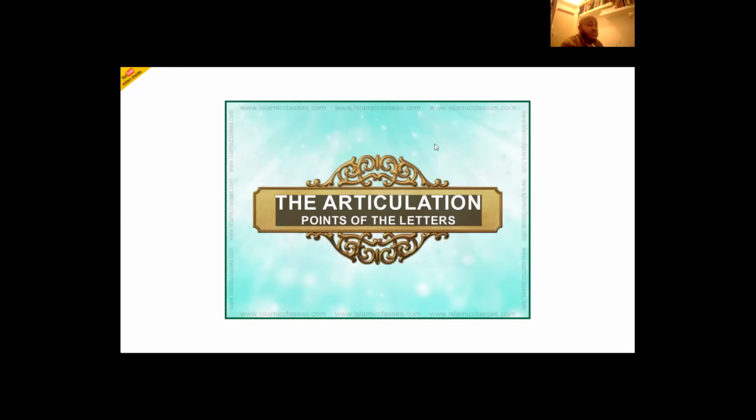Inshallah, in today's class, we will be studying the huruuf al-makhaarij. That's the Arabic word for the articulation points of the letters. Being able to know where every letter comes from. This is by far the most important lesson that you're going to learn throughout the whole of this book.